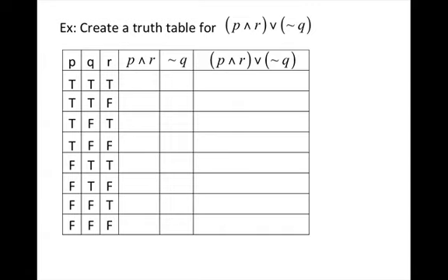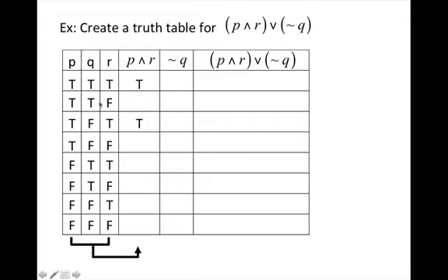Now I compare the P and the R. So look at your columns for P and your column for R. And is only true when these are both true. In my first row, the P and the R are both true. Also, in my third row, the P and the R are both true. So the AND is true in rows 1 and row 3.